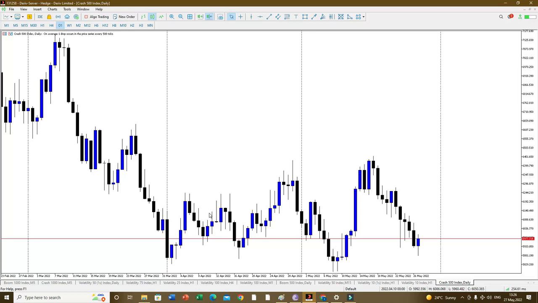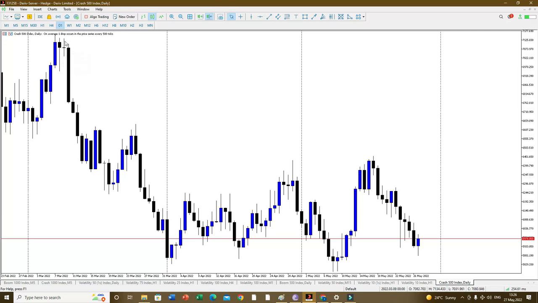If you get to a boom and crash chart, the first thing you have to look at is the daily time frame. We build our strategy on momentum. The concept is, if the previous day was a bearish candle, we assume that today it has to close as a bearish candle as well. For example, if this day closed bearish, it means today we have opportunities to sell.